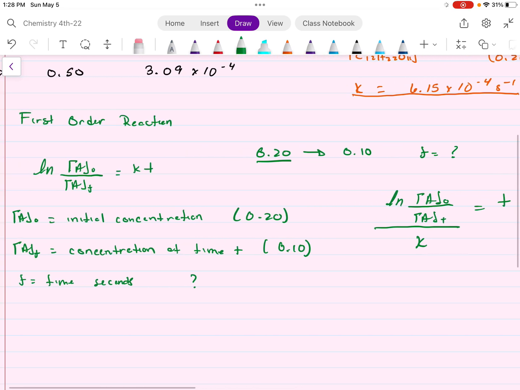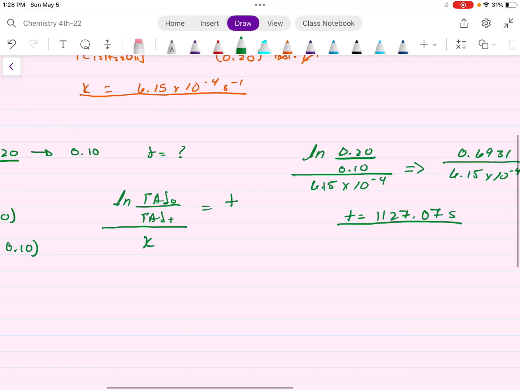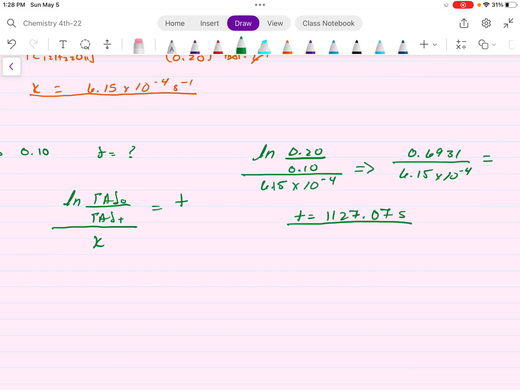So what this calculation tells you, right, is that after this many seconds, the concentration of the sucrose is going to decrease from 0.20 to 0.10, right? And it takes this amount of time, okay? It's pretty straightforward. You just have to know what values go where and how to manipulate your reaction, okay?